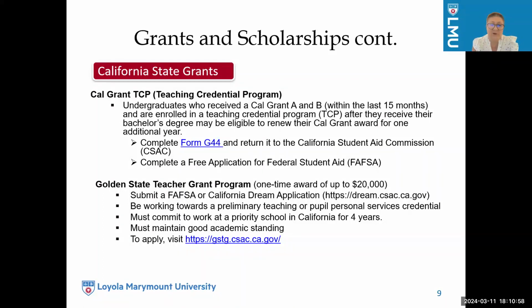Students must be working toward a preliminary teaching or pupil personnel services credential. You must commit to work at a priority school in California for 4 years. And you must maintain good academic standing. To apply, you can visit gstg.csac.ca.gov. And you definitely want to make sure that you visit the website and read all of the requirements, because there are a lot, and we're not able to list them all here. But again, it's a wonderful program for those that plan to go into the teaching field. It's a grant that doesn't have to be repaid. So I encourage all of you that are considering going into teaching to make sure that you explore this option.